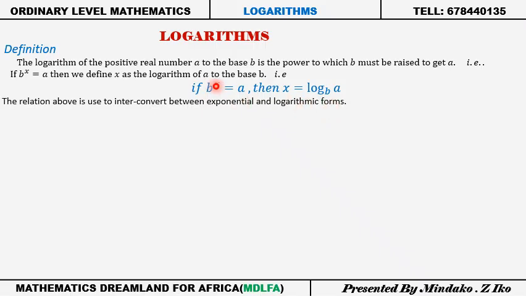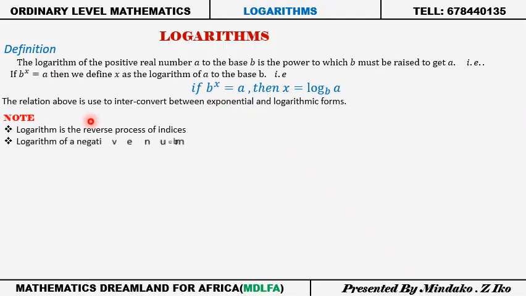This is the index form, and this is the logarithmic form. If you are moving from index form to logarithmic form, there is a procedure to do that. And if you are moving from logarithmic form to index form, there is a procedure also. So it's just to interconvert between them. There are some important things that we have to take note of in this topic.